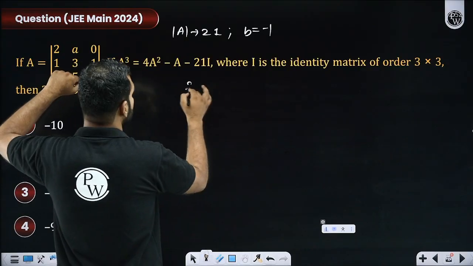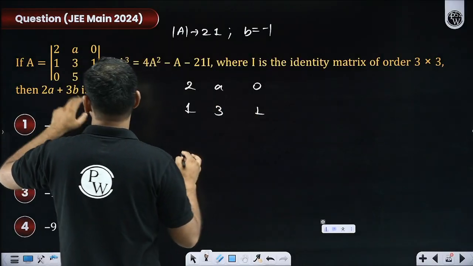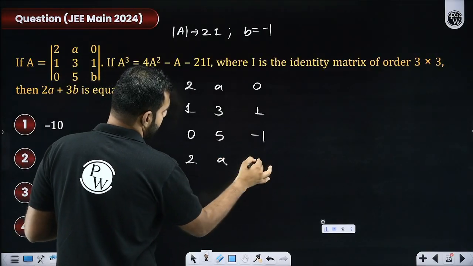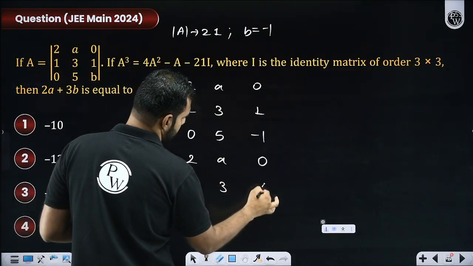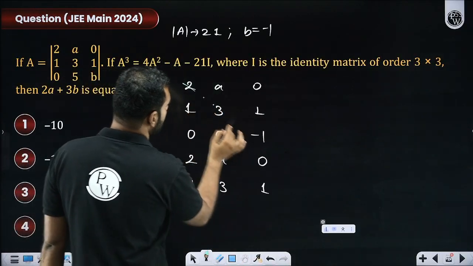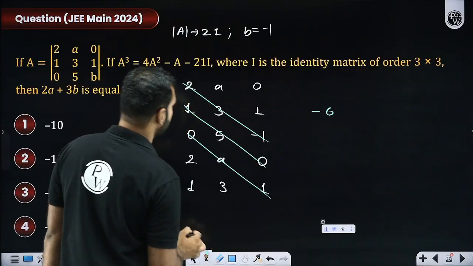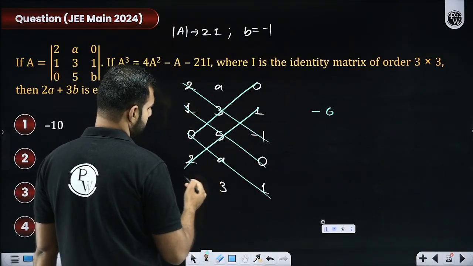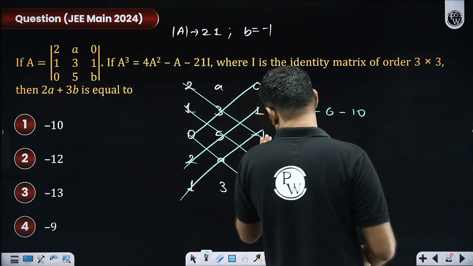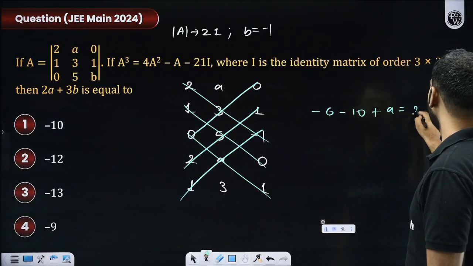So determinant of A. So this is 2, A, 0. Then you have 1, 3, 1. Then you have 0, 5, B. But what is B? Minus 1. Then again 2, A, 0. Then 1, 3, 1. And this is supposed to be 21, right? So if I start expanding it, I'll see 2, 3, minus 1. That is minus 6. 0 and 0. Yes or no? 0. This is 10. Yes or no? And this is, of course, minus A, but minus of minus A is plus A, and this is supposed to be 21. Correct me if I'm wrong.